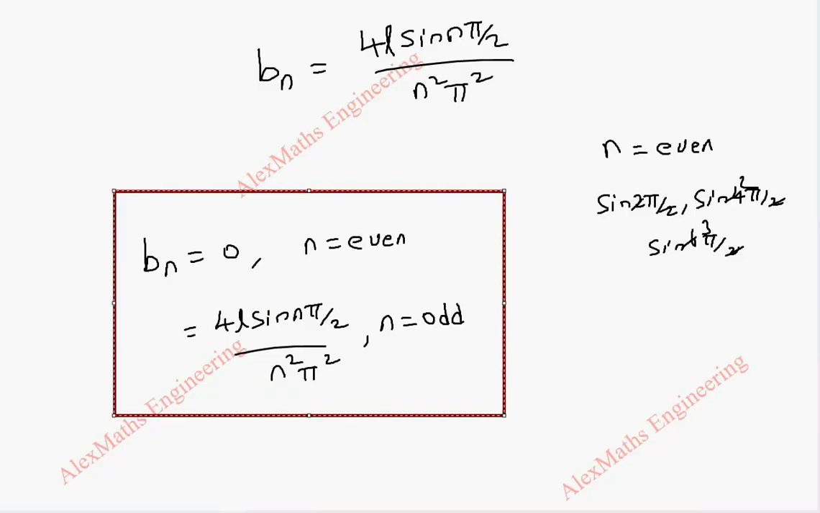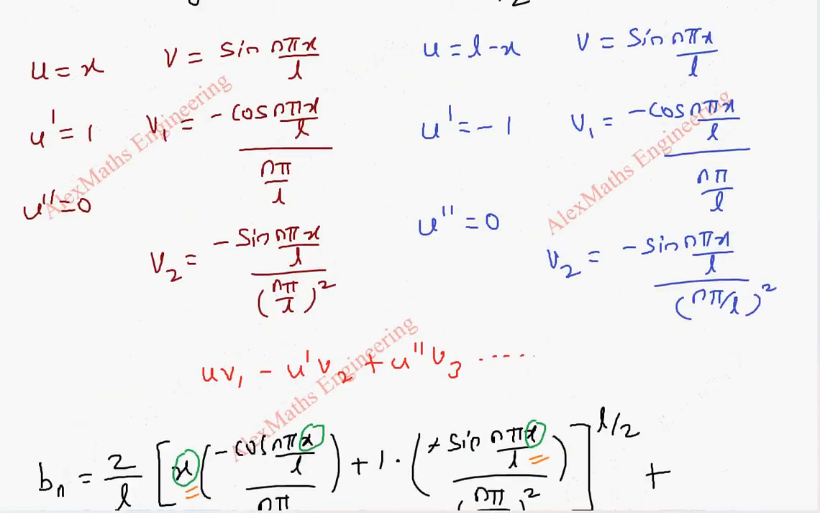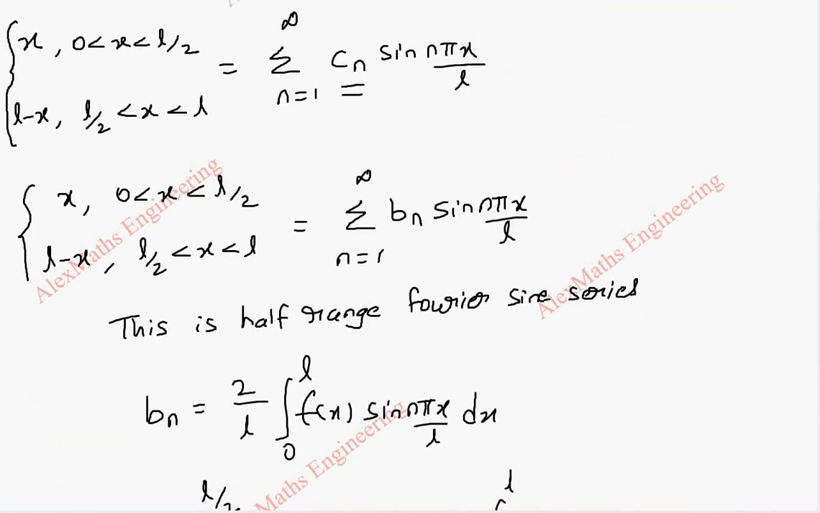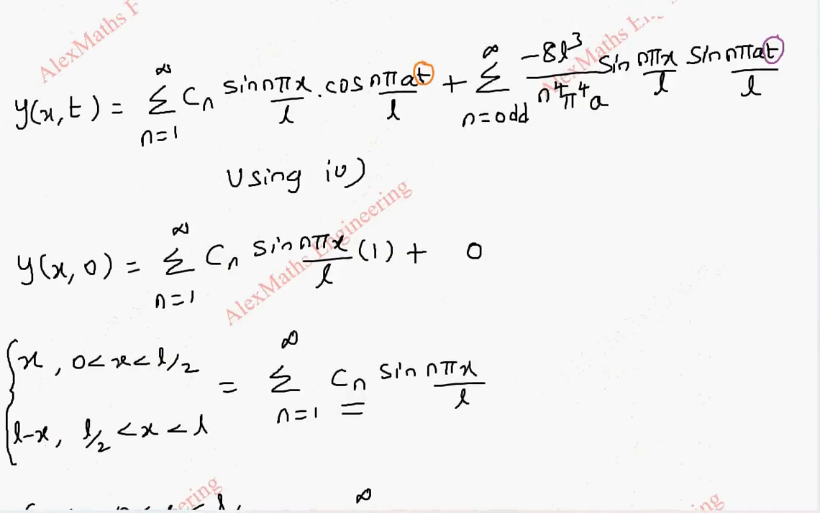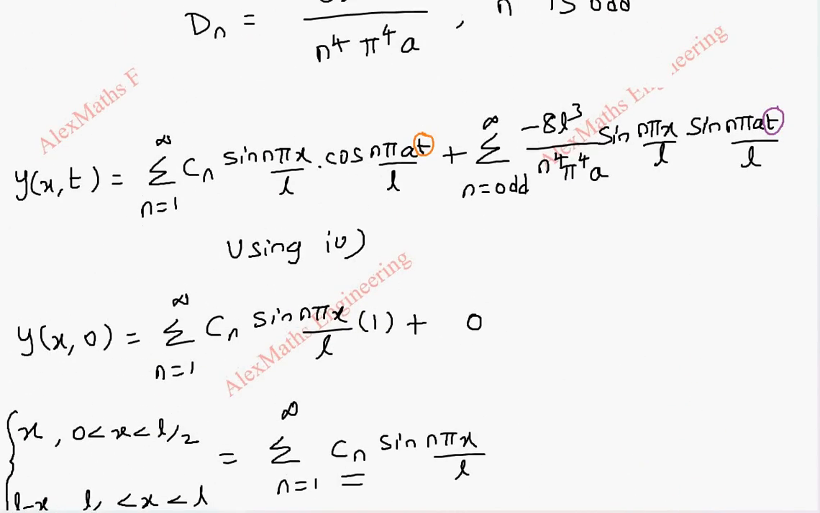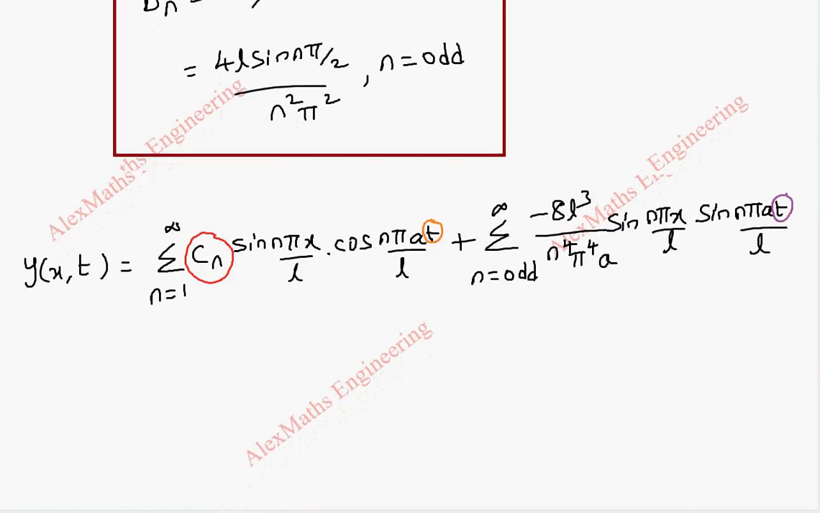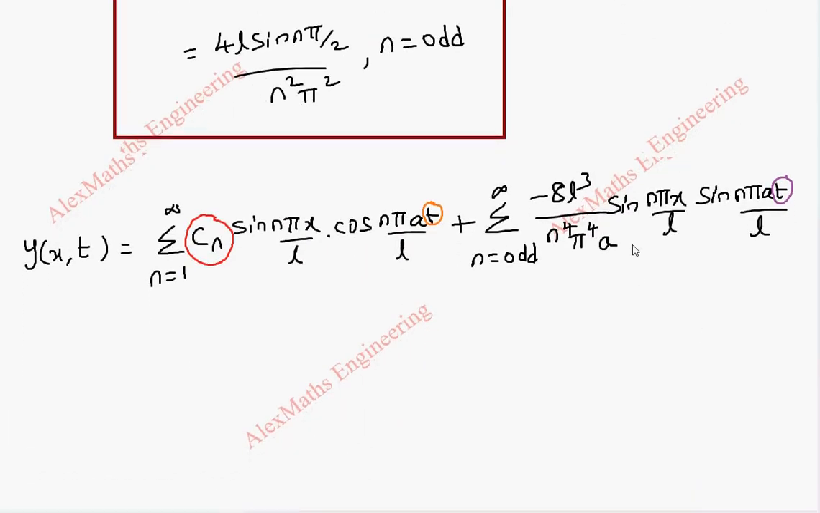This I have to substitute in our solution. That is, we had Bn here. So this is our solution. So Cn is Bn actually. So in this place I have to substitute the value of Bn. So I copy this. Now I am going to replace the Bn. Bn also from odd till infinity, like how we had Dn.